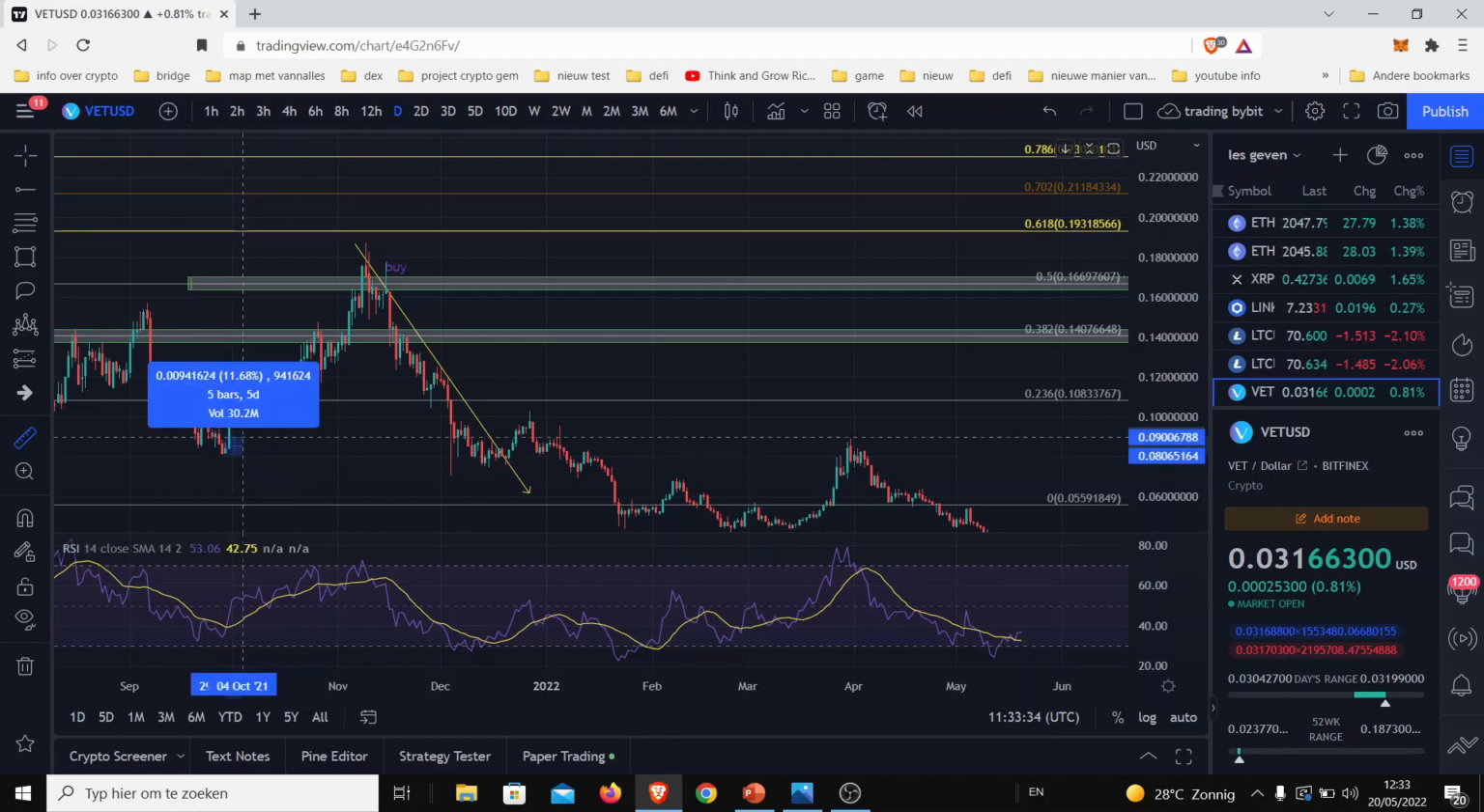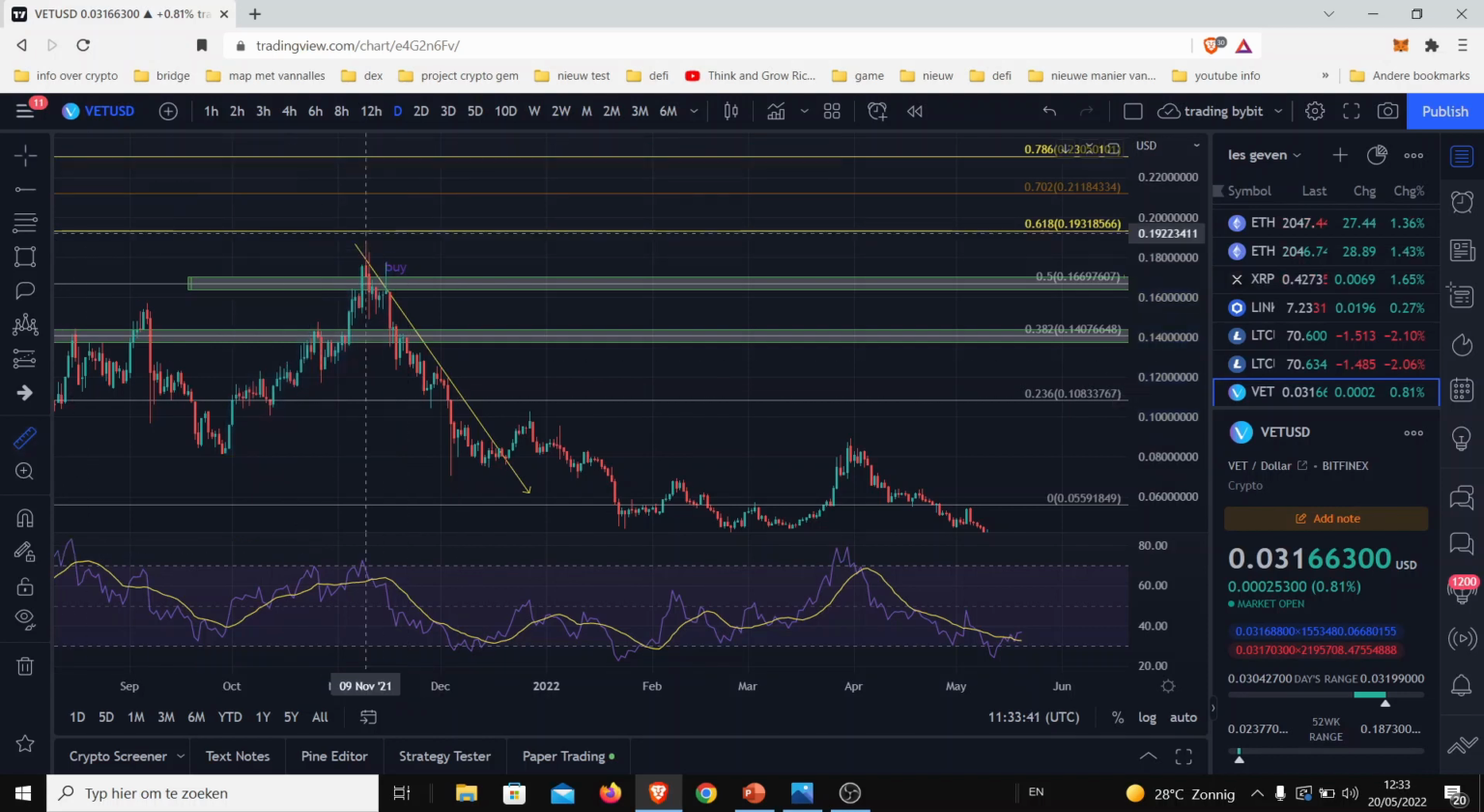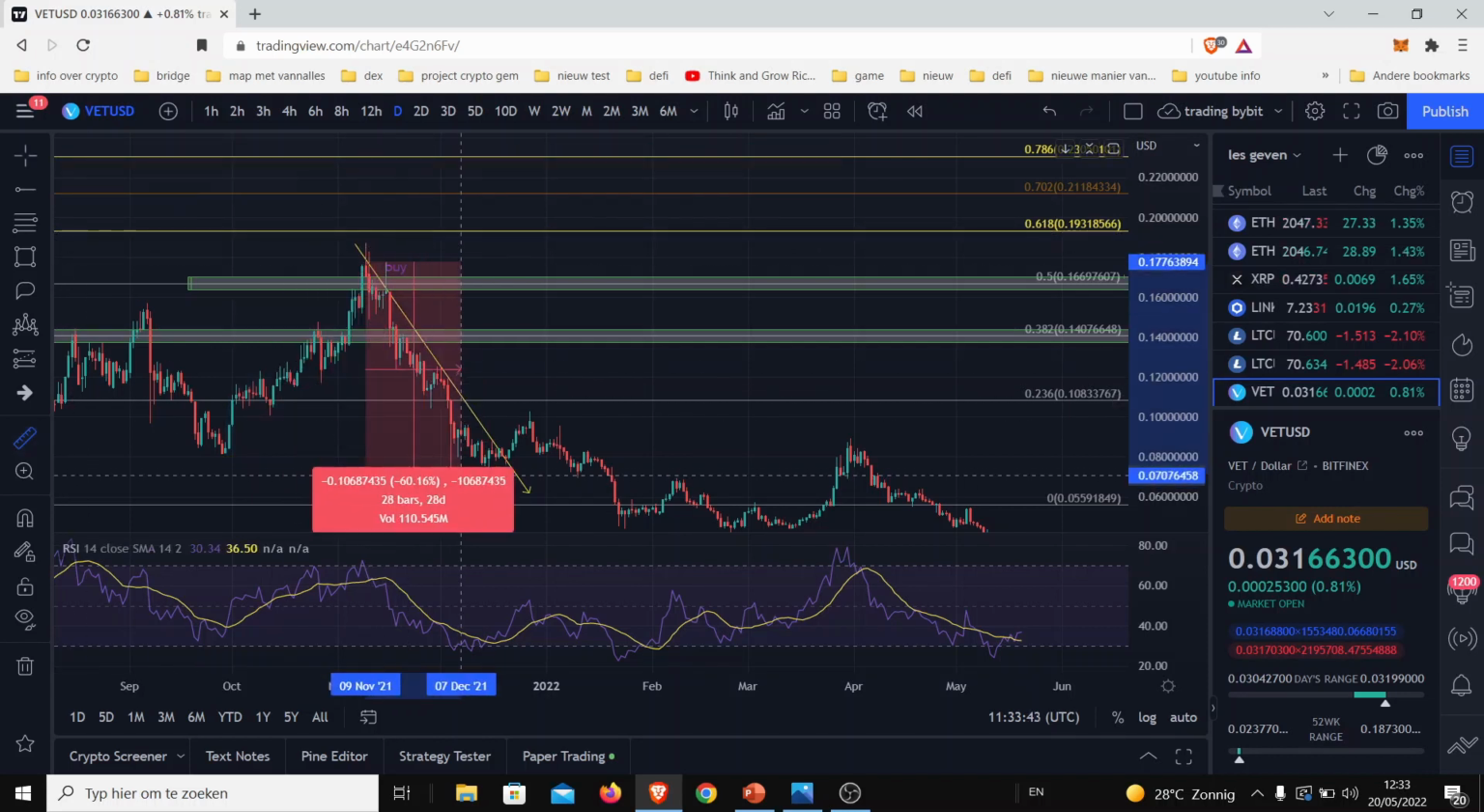It's to measure how much profit you could make, how many days there's onto it, and how much volume it needs to be to get there. But it also does the other way around. So you can also see this was 28 days, it dropped 60%, how much volume went out of the market.